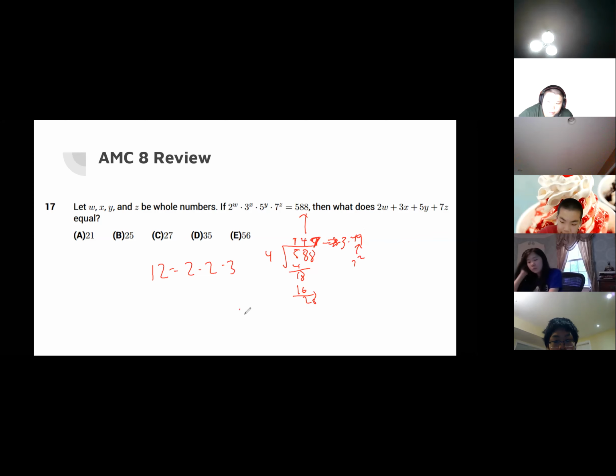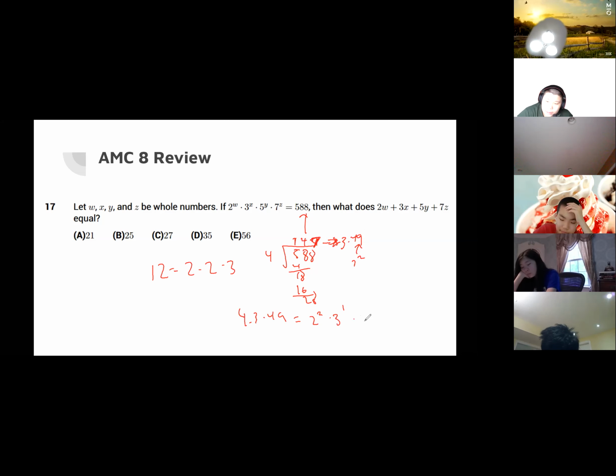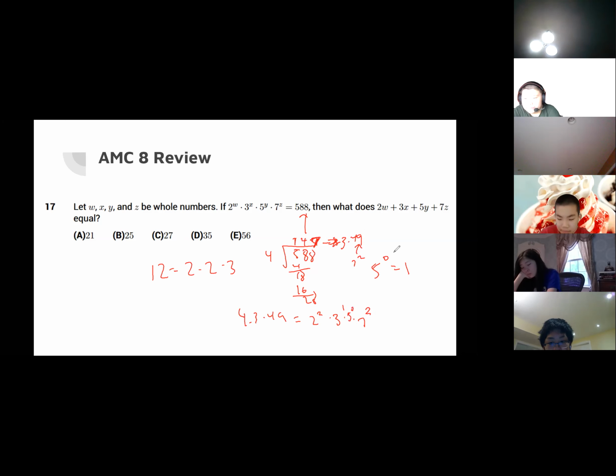So it's 4 times 3 times 49, which is equal to 2 squared times 3 to the 1 times 7 squared. And remember that 5 to the 0 equals 1. 0 is a whole number, so we are allowed to do this. So it's going to be times 5 to the 0. And essentially this term is not going to matter at all.